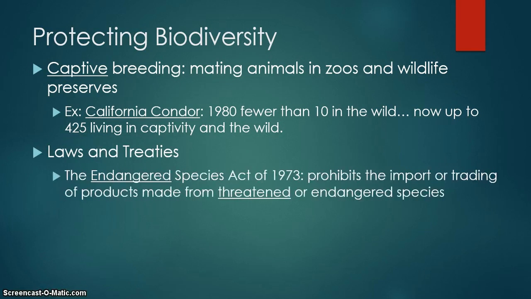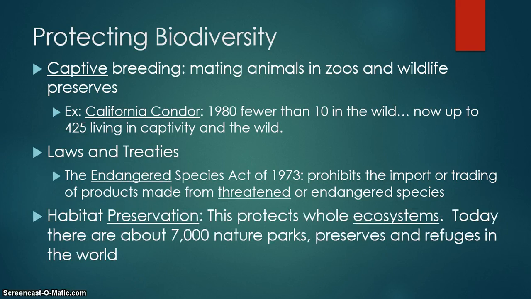There have been a number of laws and treaties to protect biodiversity, such as the Endangered Species Act of 1973, which prohibits the import or trading of products made from threatened or endangered species. Habitat preservation protects whole ecosystems. Today, there are about 7,000 nature parks, preserves, and refuges in the world. A great example would be the Adirondack Park.